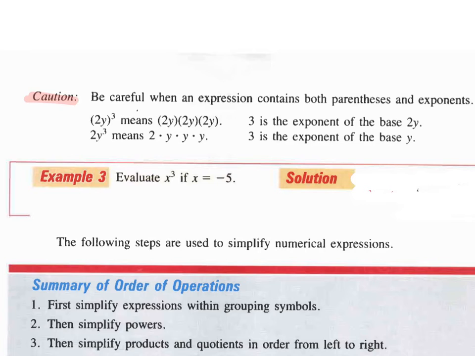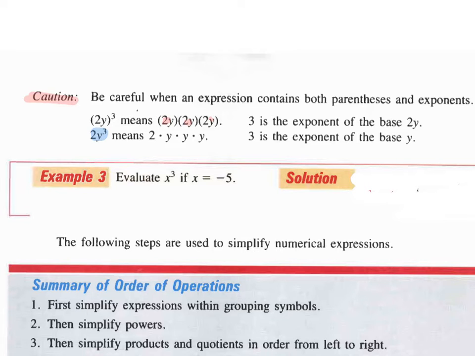Notice here, when the 2y is in the parentheses, and then there's an exponent of 3 outside, this means that the whole thing that's in the parentheses is raised to the 3rd power. So we're going to do 2y times 2y times 2y. However, this second one, where there is no parentheses, the only thing that exponent of 3 is on is the letter y. So be careful on those. This is a little tricky. So let's try the next one.